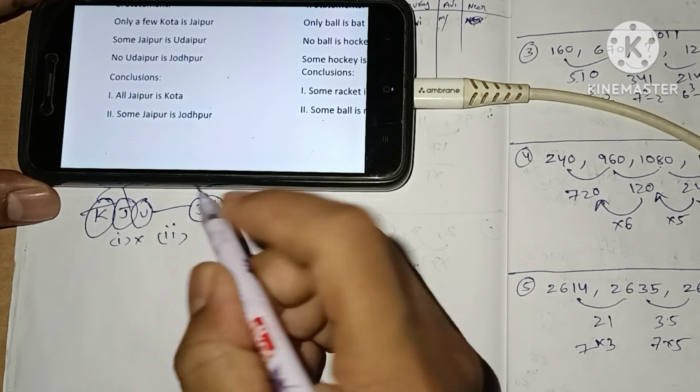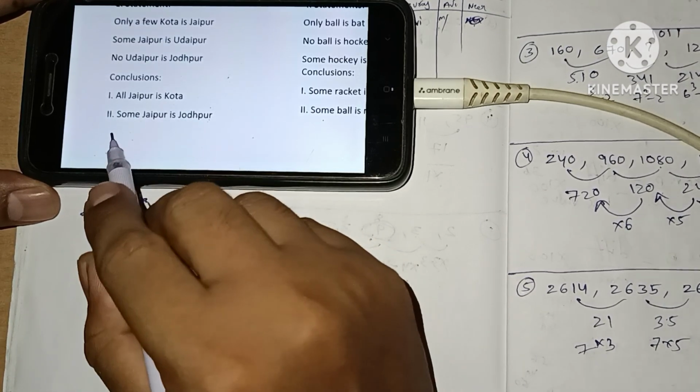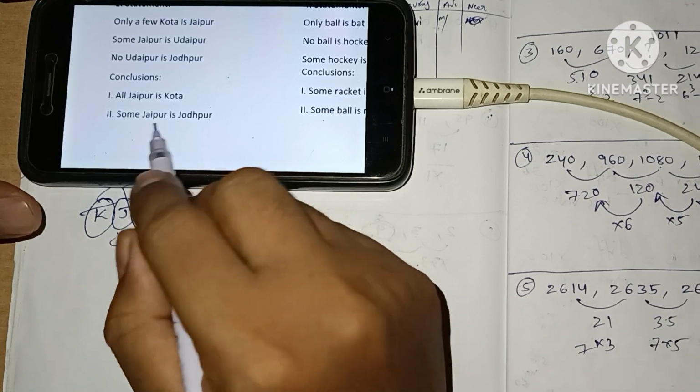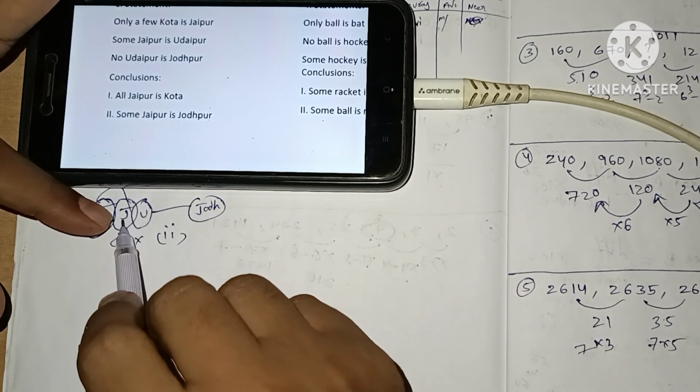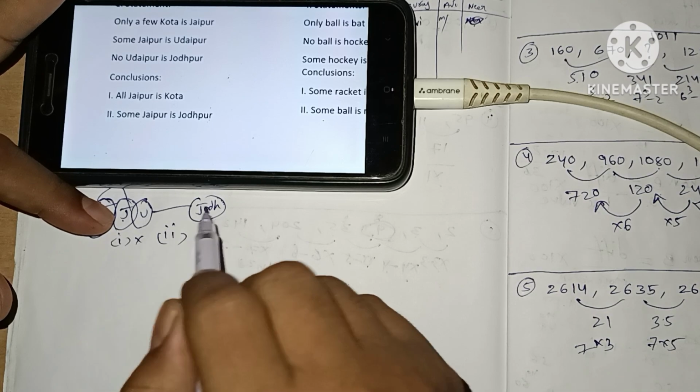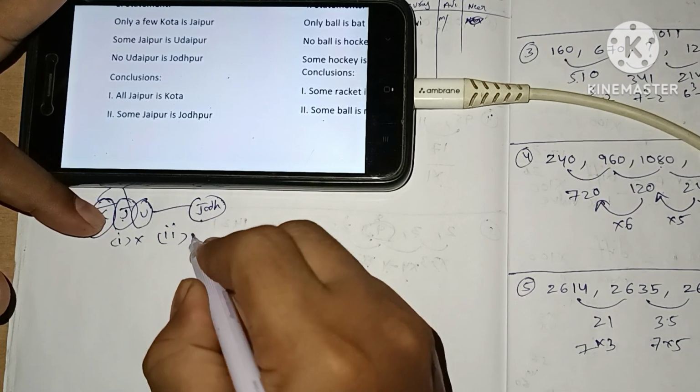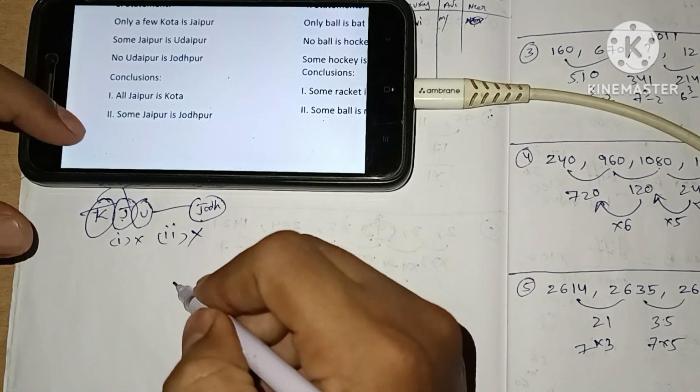Second conclusion, some Jaipur is Jodhpur. It is also direct conclusion. We need to check the direct meaning of this one in our basic Venn diagram. This is Jaipur and this is Jodhpur. There is no direct relation between these two. So this conclusion will be false.